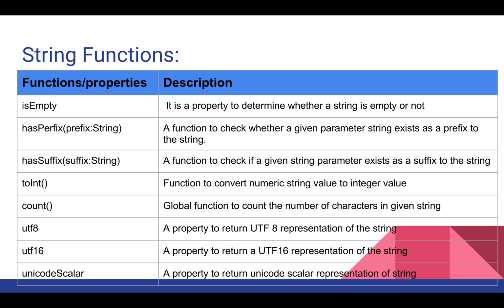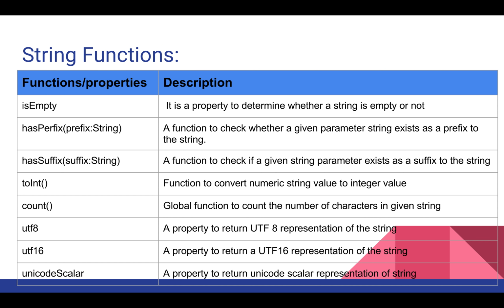Strings in Swift support a wide range of functions. For example, the isEmpty function, when called for a string, tells whether a string is empty or not. The hasPrefix and hasSuffix functions are used to check if a parameter exists as a prefix or suffix to the string. The toInt function is used to parse the integer value from a string of integers. Count tells you the number of characters in the string.